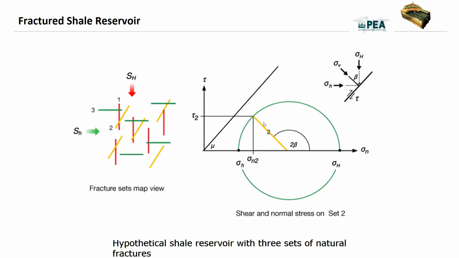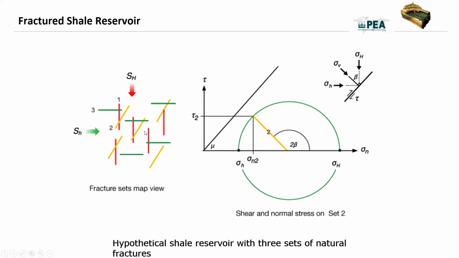Here we have a hypothetical shale gas reservoir with three sets of natural fracture. We will come back to practical cases. So here in these figures, we show a map view of a reservoir containing three fractures, as the first one, when we talk about where they intersect fractures.